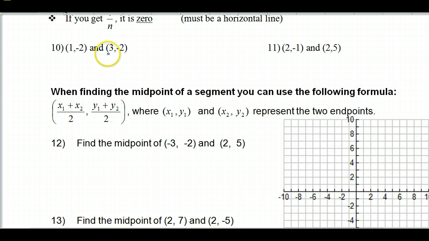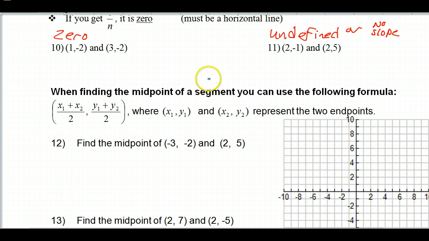So, looking around the room, tell me what you guys got for number 10. Just blurt it out. 0. Number 10 was 0. What about number 11? No slope. Either undefined or no slope. Okay, I'm going to go through it obviously though.